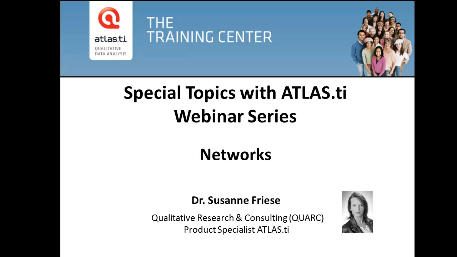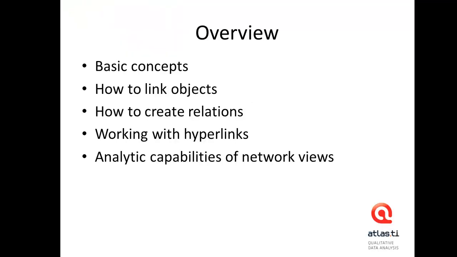So I first provide an overview of the topics we're going to talk about. It's a first kind of theoretical introduction on what you need to know. Then we move over to ATLAS.ti and I show you how to link objects and how to create new relations. And then I will introduce hyperlinks to you and show you the idea of what it means before we move on to ATLAS again to show you the practical side. And our last topic here is the analytical capabilities of network use due to some new functionality that was added now in version 7 of ATLAS.ti.